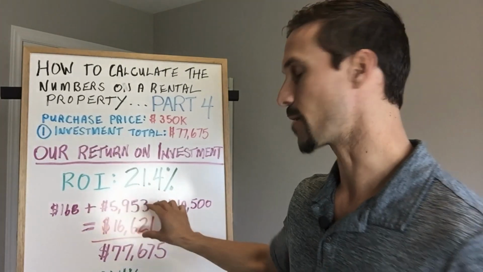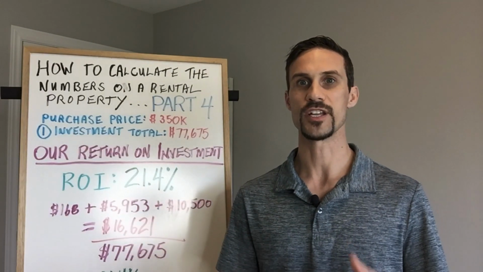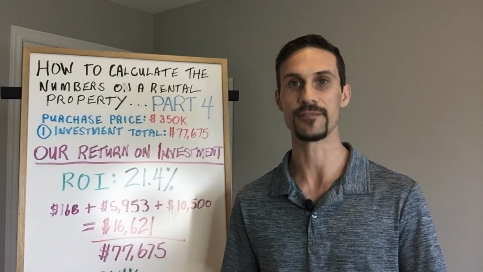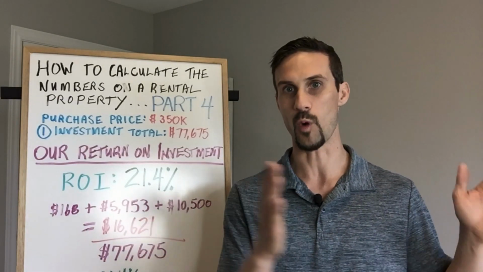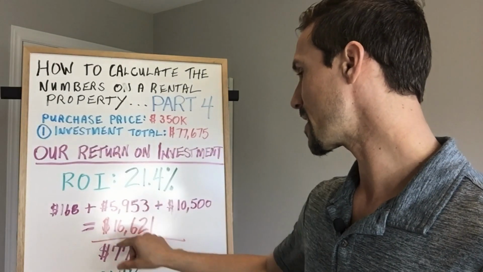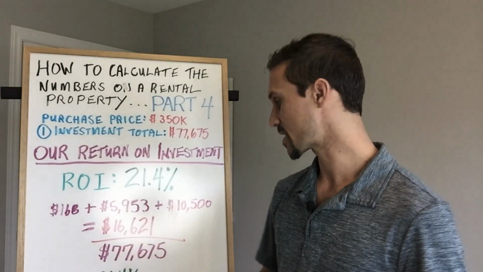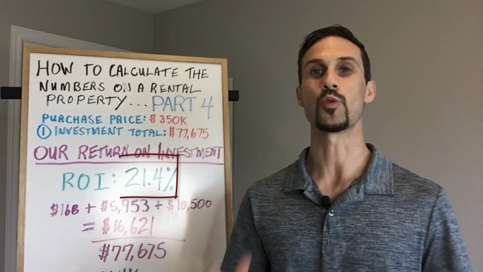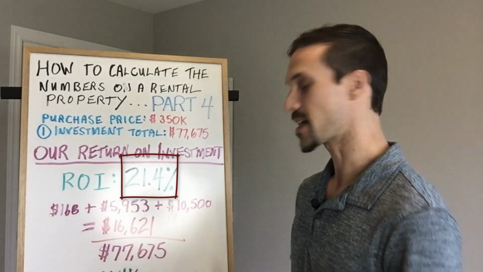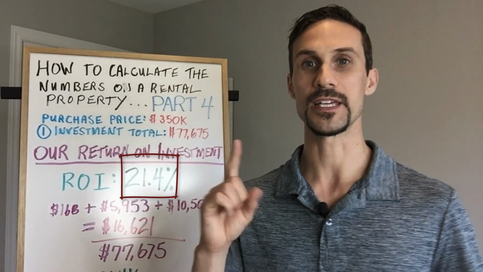What does that number mean to us, and what do we do with that number? So we take that number and we divide it by our initial investment, which we figured out in part number 1. If you haven't seen that video, go back to part number 1 and watch part number 1, 2, 3. This video will make more sense. But we take that number and we divide it, which gives us a grand total of 21.4%.